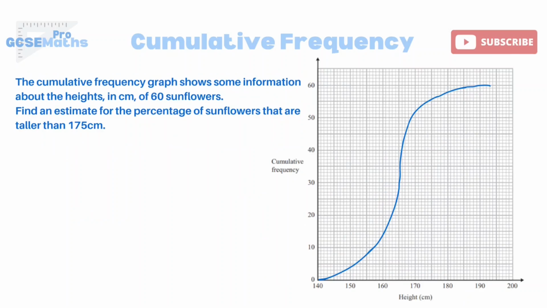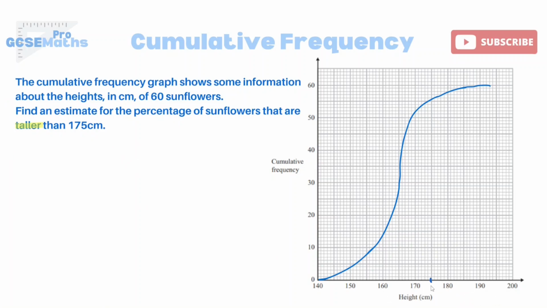Okay, so another example is the cumulative frequency graph shows some information about the heights in centimetres of 60 sunflowers. Find an estimate for the percentage of sunflowers that are taller than 175 centimetres. So this is a very similar question. We've been asked for, again, taller, so like more than. So it's the same scenario with the more than. And they've given us the benchmark of 175 centimetres, which again is obviously from the x-axis.